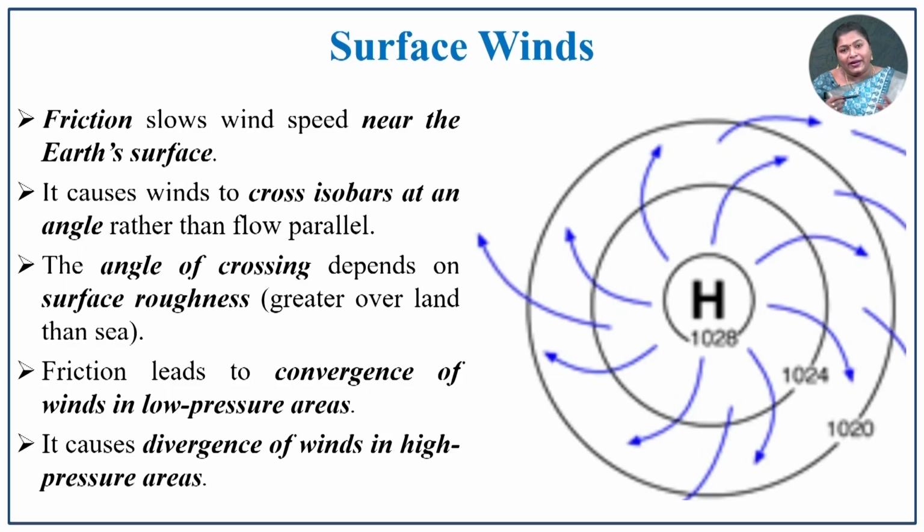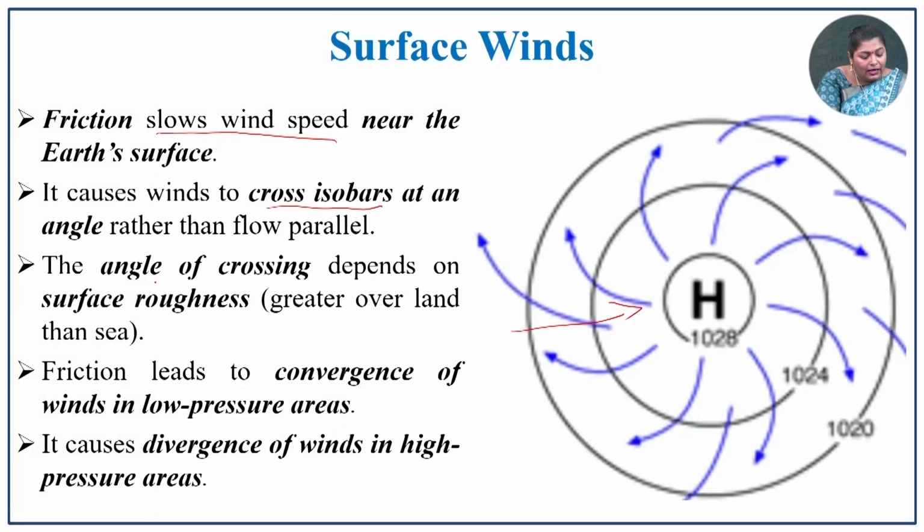Surface wind, the next wind is the surface wind. The surface wind is always associated with friction. The friction slows the wind speed near the earth's surface. It is not crossing the isobar, it is travelling along the isobars. The angle of crossing depends on surface roughness. So, how will the surface be rough? It will be rougher over the land than the sea.